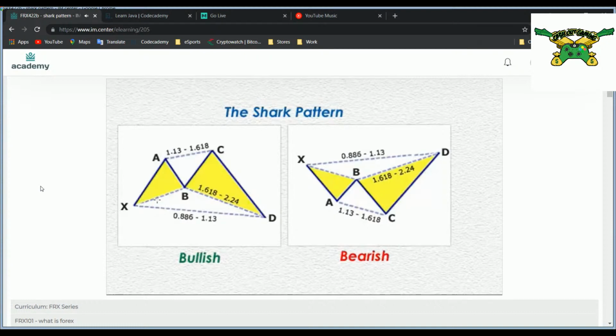This turns into both a retracement and an extension at the same time, and we will see this in a live example. The retracement is an 886 to a 1.13 extension. Let's take a look at a drawing, and then we will look at a live example.